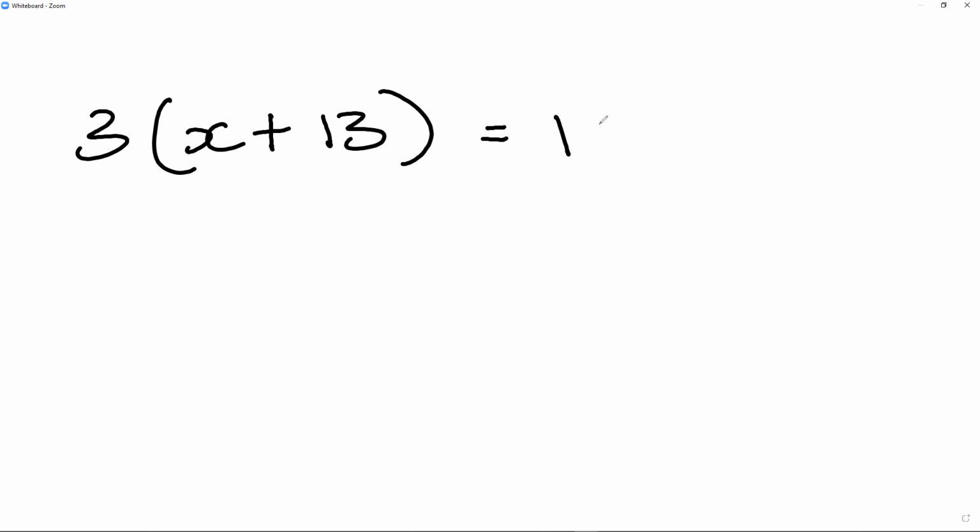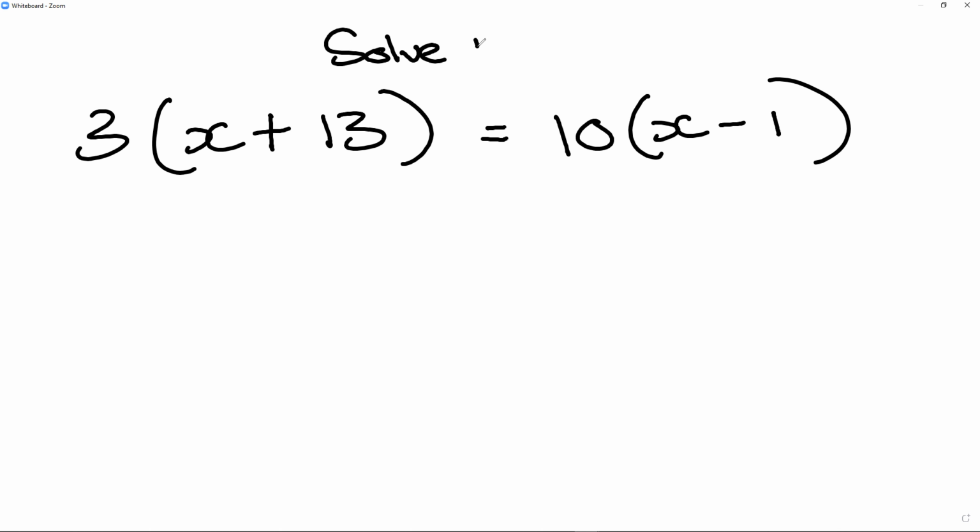The next one involves two brackets. If I've got 3x plus 13 equals 10, x minus 1. Solve for x. Press pause, give it a go, press play when you're done.